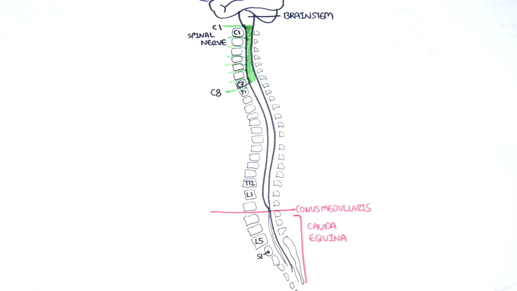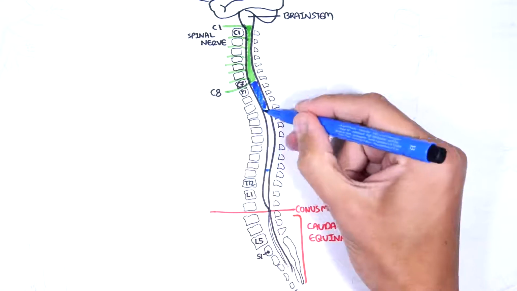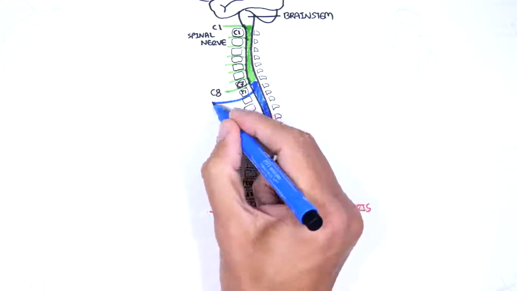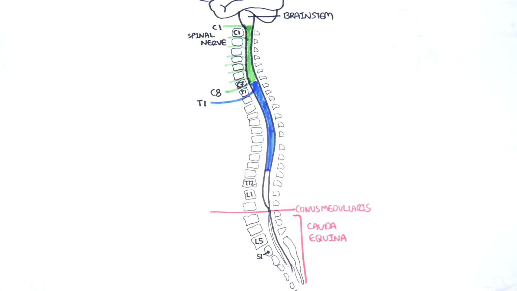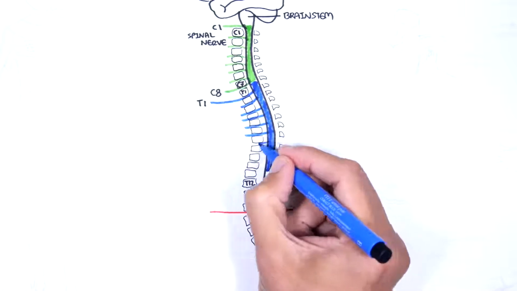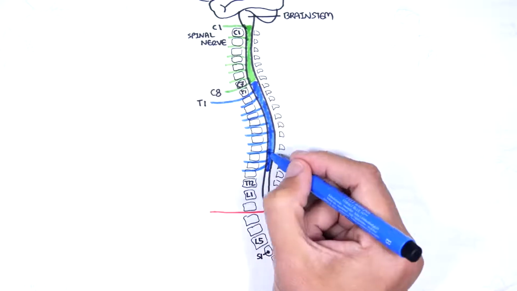The thoracic spinal cord is here in blue, and it has 12 pairs of thoracic spinal nerves. The thoracic spinal nerve exits below their corresponding vertebrae. T1 exits below the T1 vertebra. T12 spinal nerve exits below the T12 vertebra.